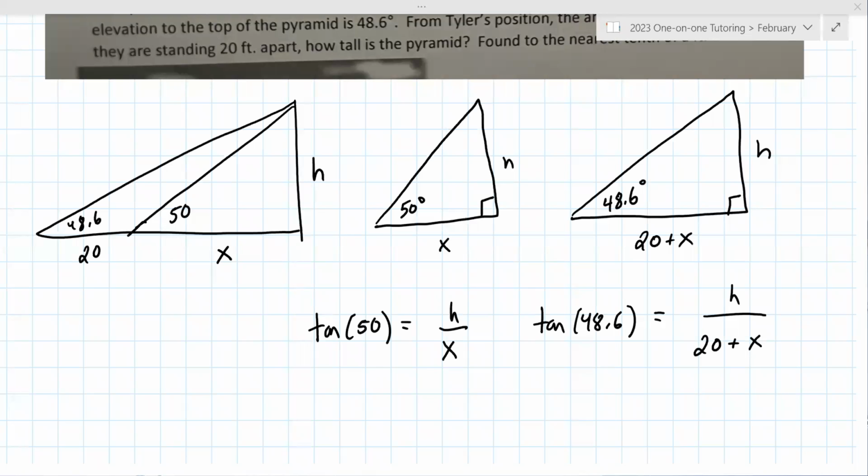So are you caught up to this step here? You've got the triangles. Okay. Just like in the previous problem, you have two equations and two unknowns, so you can solve this. On the left is the simpler equation, so we're choosing to solve that left one for h.